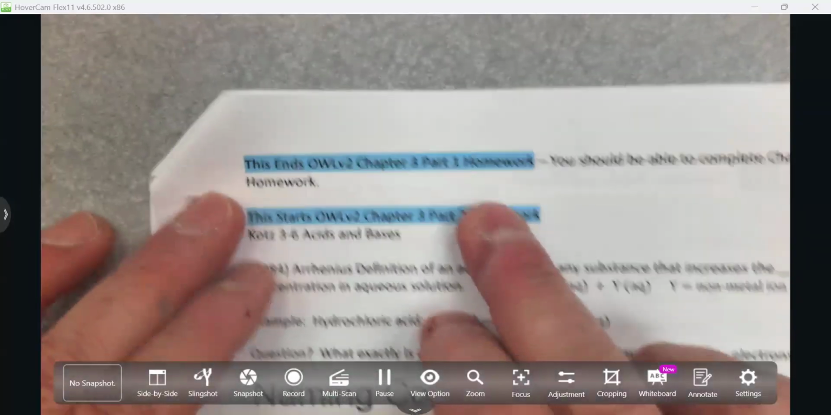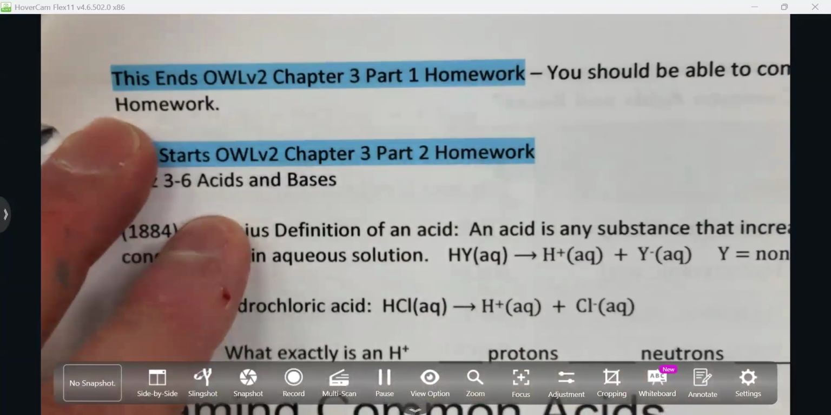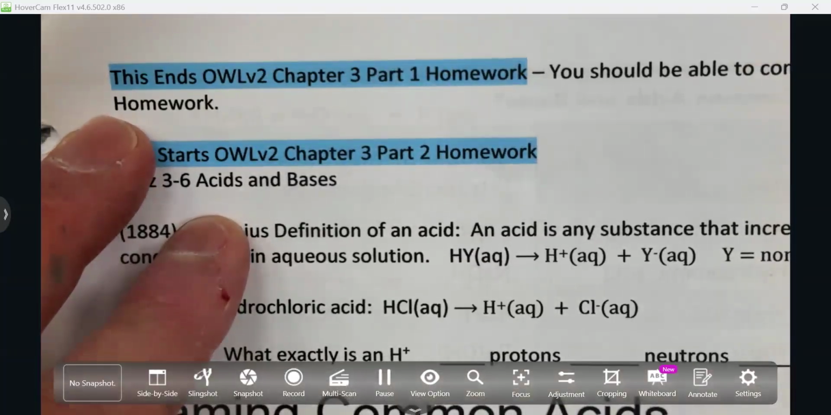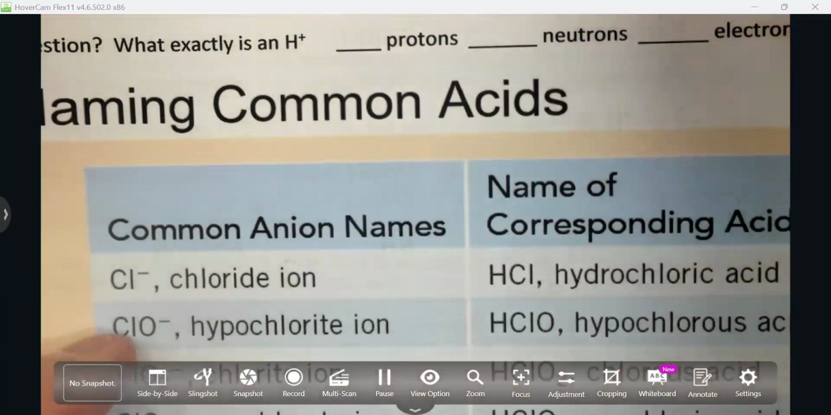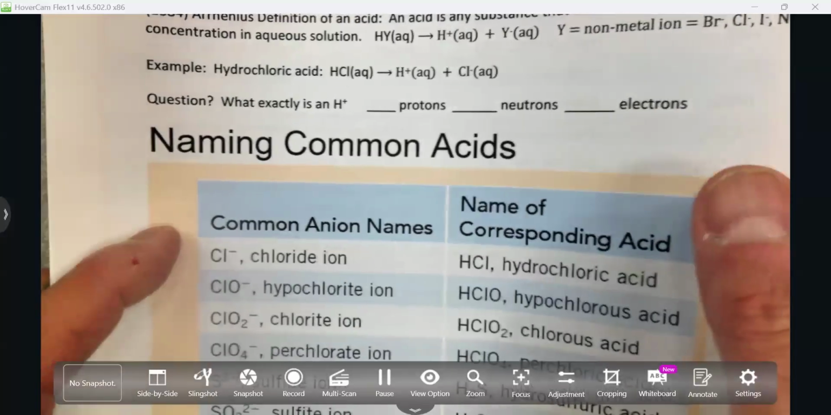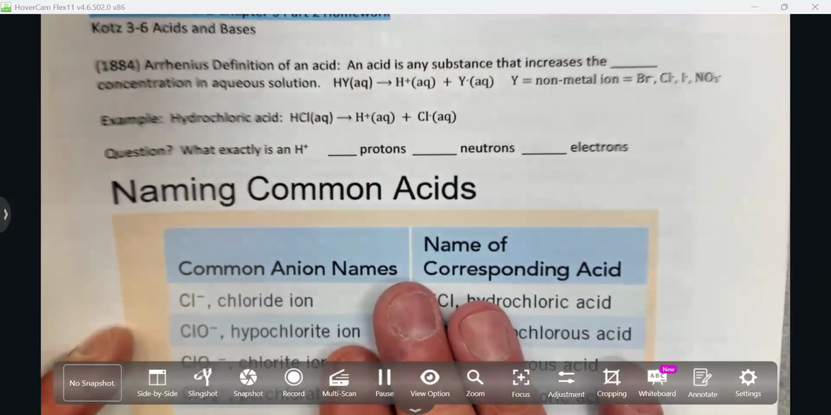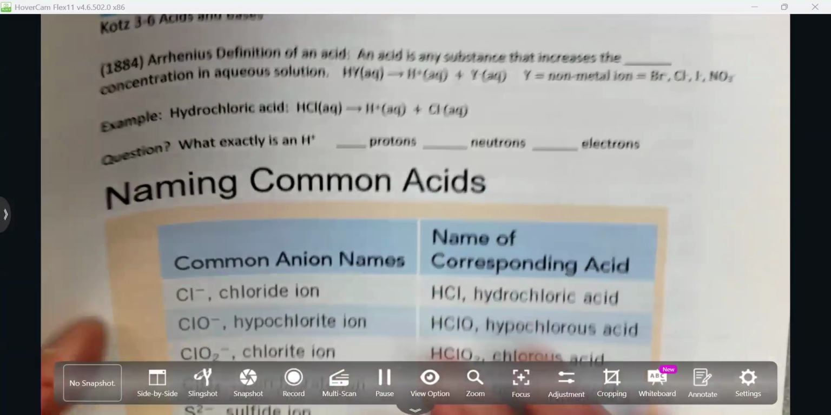That concludes our chapter 3, part 1. Now, I think I already said our chapter 3, part 2 does some of this acids and bases here. You can poke into chapter 3, part 2 right away. Now, let's review.